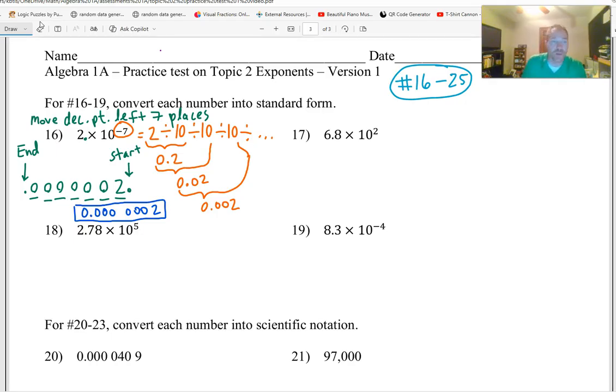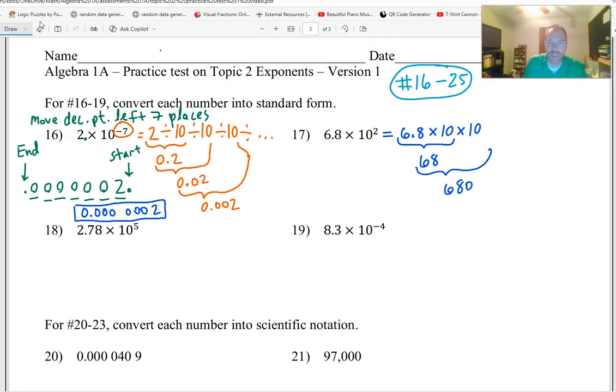Okay. Number 17, this is a positive exponent. If I write this out in expanded form, it's 6.8 times 10 times another 10. Positive exponent, just multiply by the base. When I multiply by 10, the shortcut is the decimal point just moves once to the right. 6.8 times 10 would be 68, and 68 times the next 10 would be 680. I'd be done right there. I multiplied by 10 twice, 680, that's my answer.